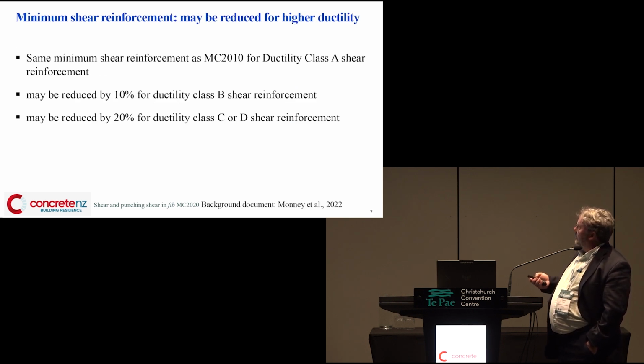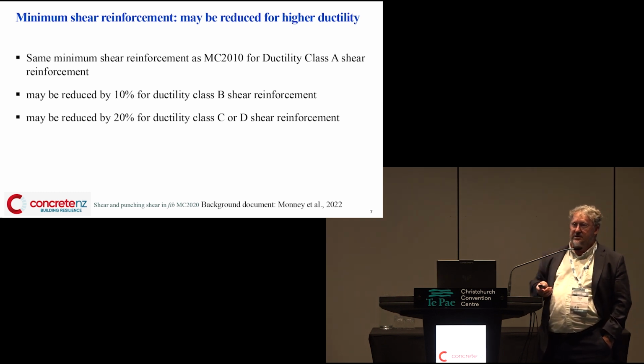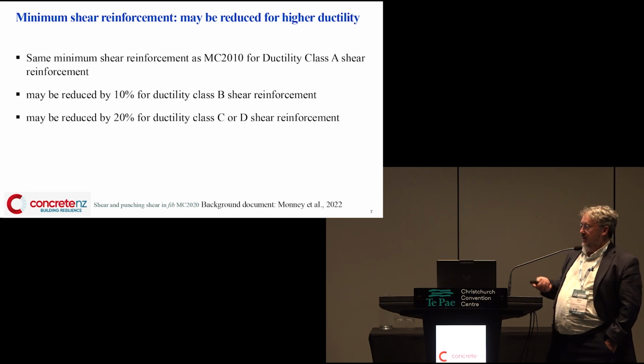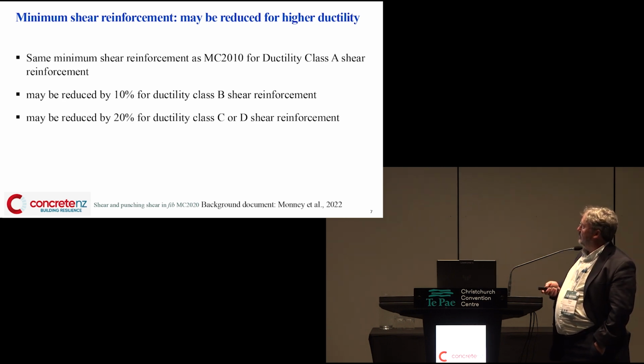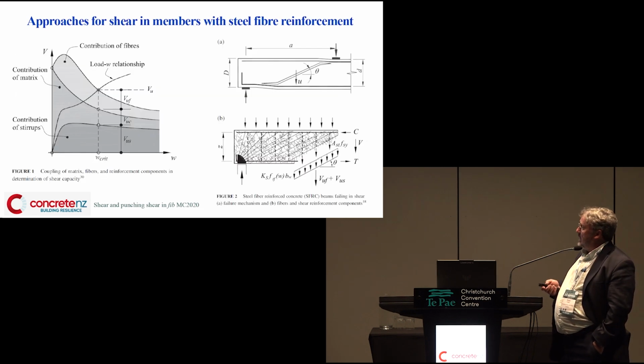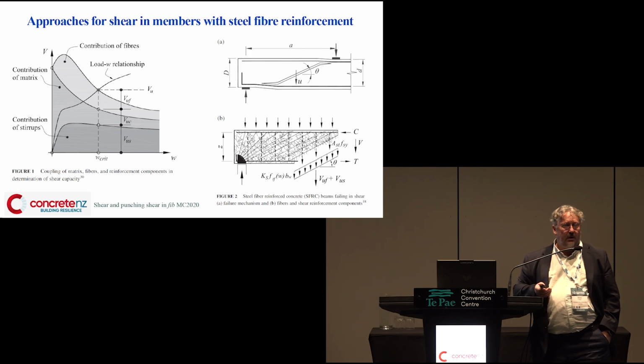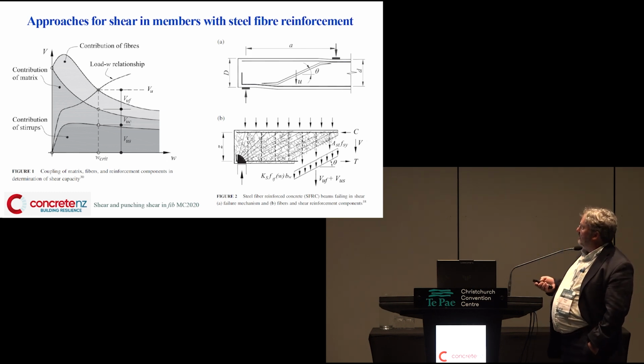All right, and this is simply it. If you've got a B, you can reduce from our standard by 10%. If you've got ductility C or D, that would be E class in New Zealand, you can reduce the amount of minimum stirrups by 20%. And this is something I think we'll reflect in them later. We come to add steel fibres, and I note here, so this is the area here.